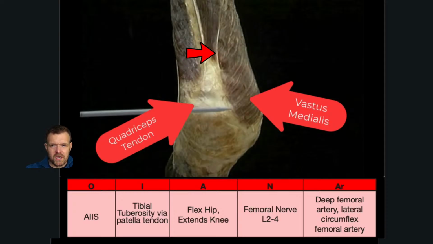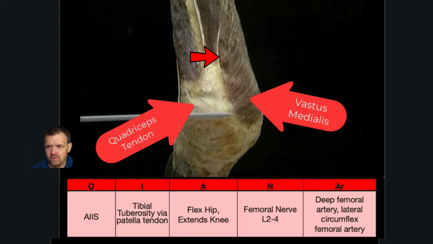There is a little muscle underneath this. I think I've got a slide on it, but if not, I'll talk to you about that in a sec. So we've got the quadriceps tendon, and it's usually this area here. Where the muscle turns into a tendon, that's usually where you get your injuries.